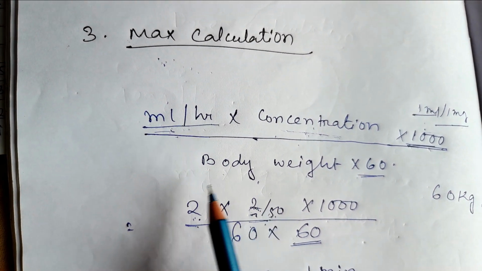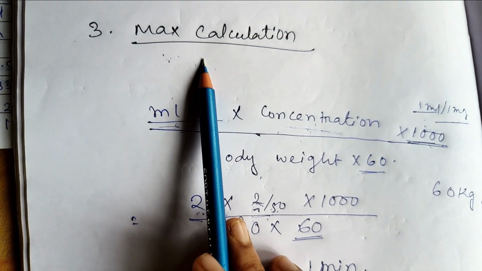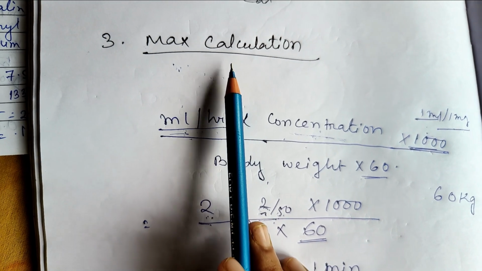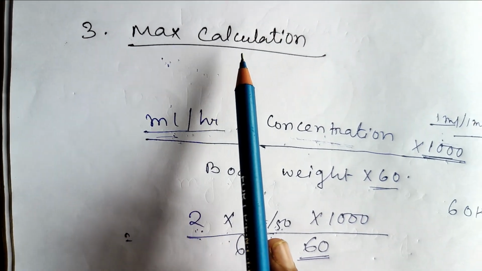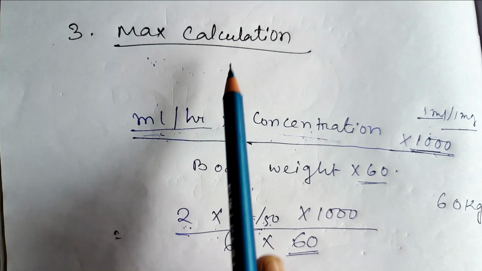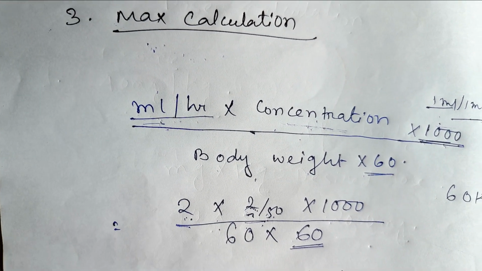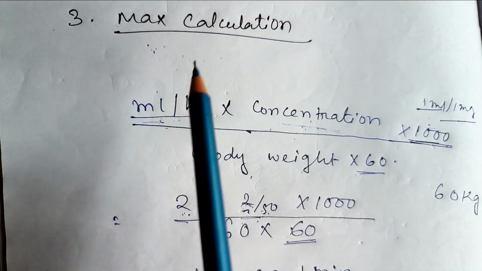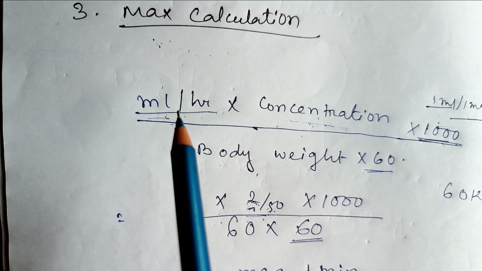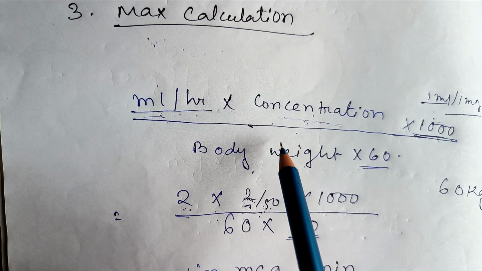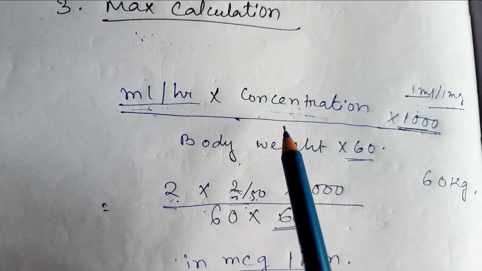Next, another one, that is mcg calculation. This is done in case of patients who are taking continuous infusion of medicine. In per minute, how much medicine is the patient taking, that we calculate by this mcg calculation. This you can see in the critical setting. This formula is used to calculate how much dose the patient is taking per minute.